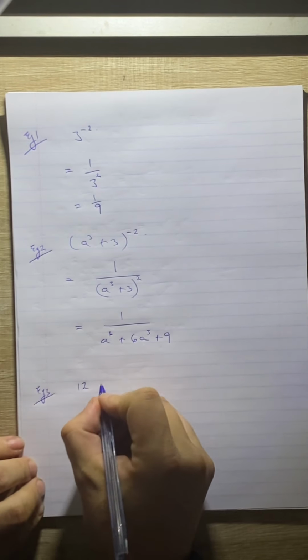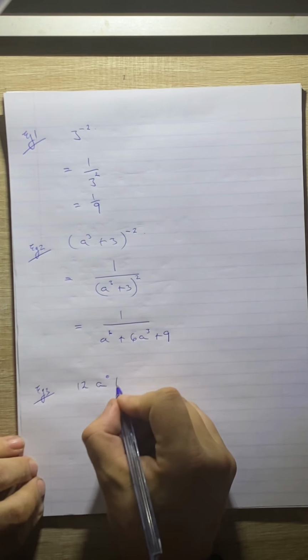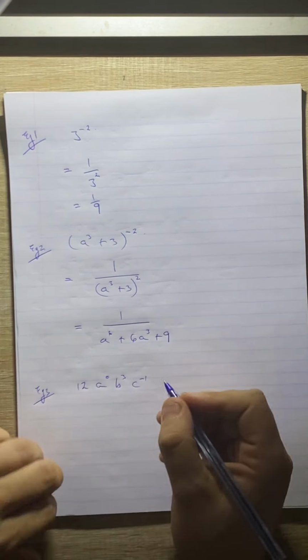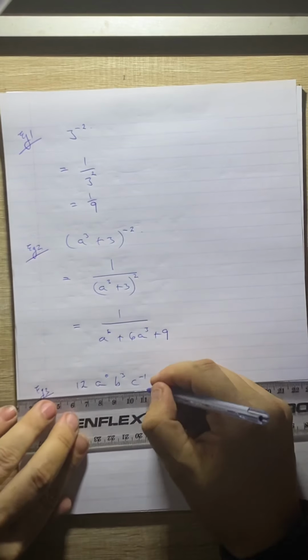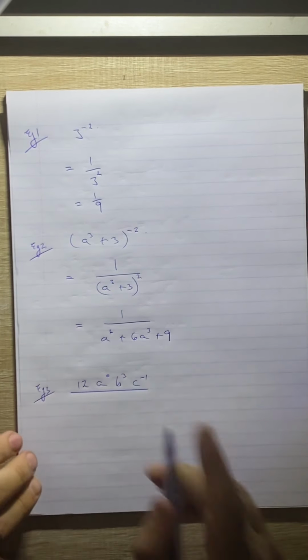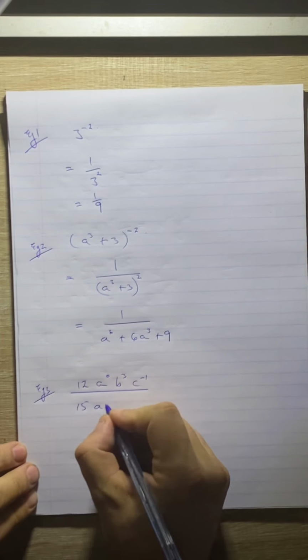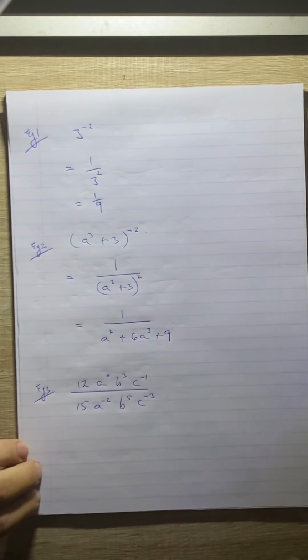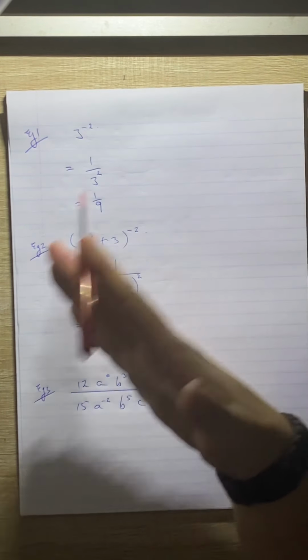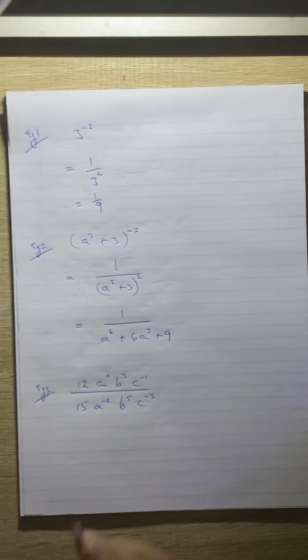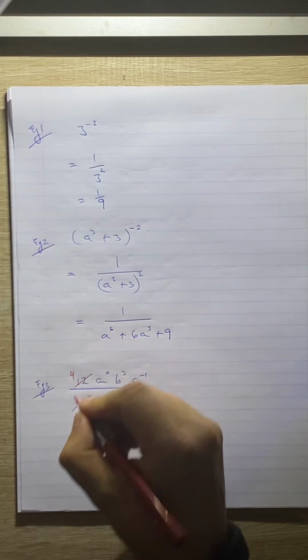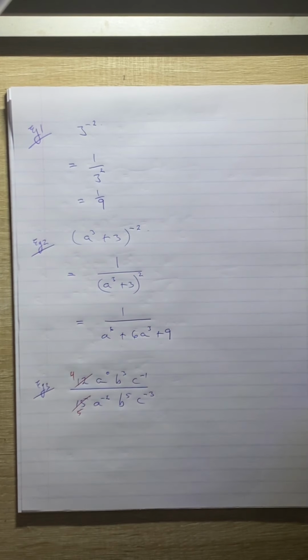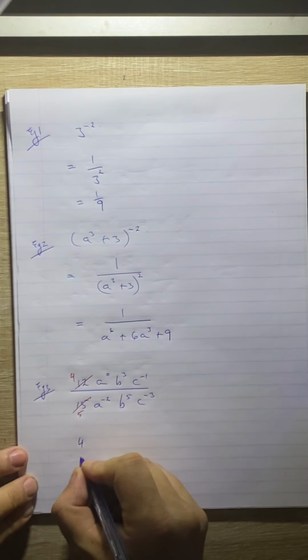We've got 12 a to the power of 0 b cubed c to the minus 1 all over 15a to the minus 2 b to the 5 c to the minus 3. Okay, so what I like to do with these, grade 11s, is I like to do numbers with numbers and then letters with letters. So as you can see here with the numbers, 3 can go into there and 3 can go into there. So 3 can go into there 4 times and 3 can go into there 5 times. So we know we're going to have 4 over 5.